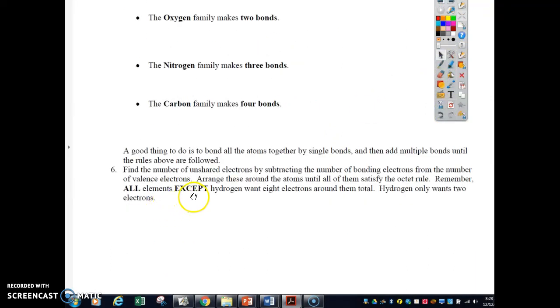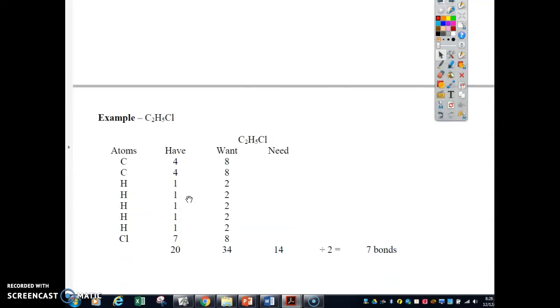Remember that octet rule, and I use the word rule kind of lightly. Everything has a tendency to bond to get that stable octet, that filled outer shell. Hydrogen is the only exception at this point because it can only hold at most 2 electrons.